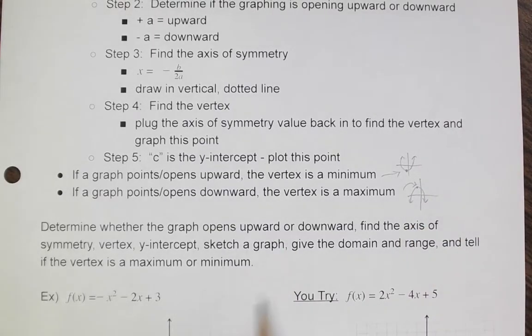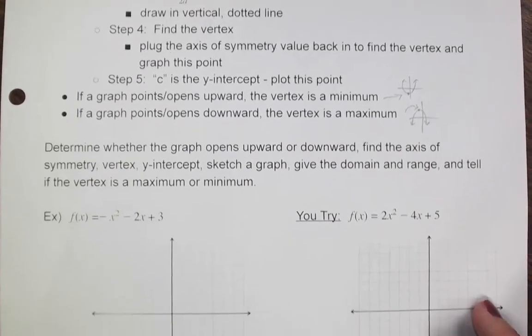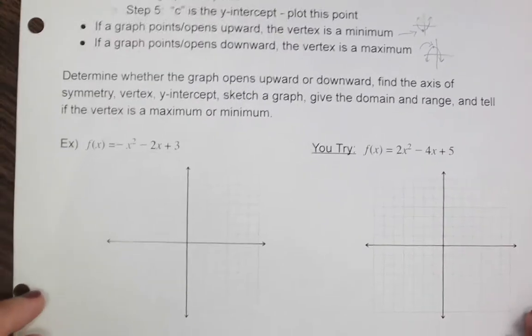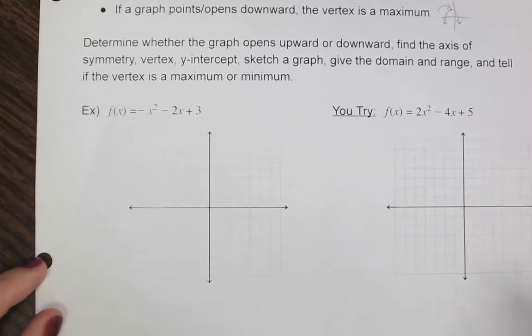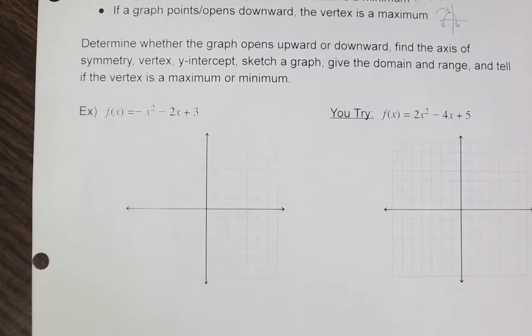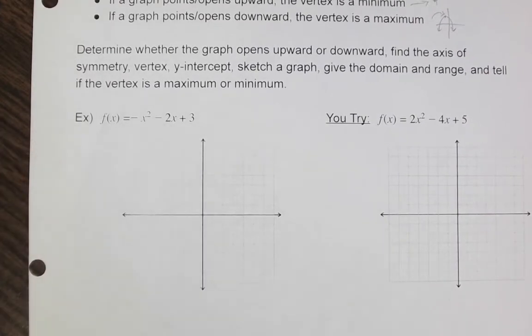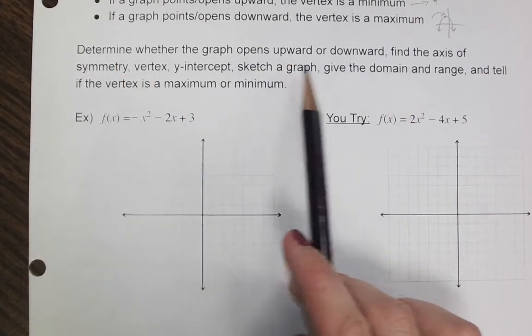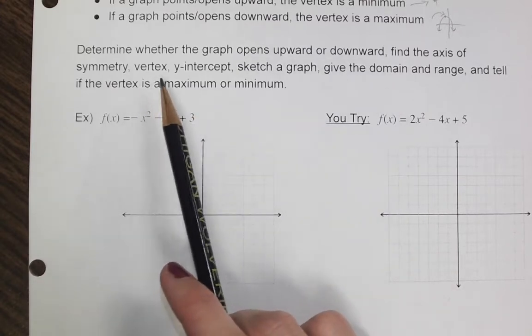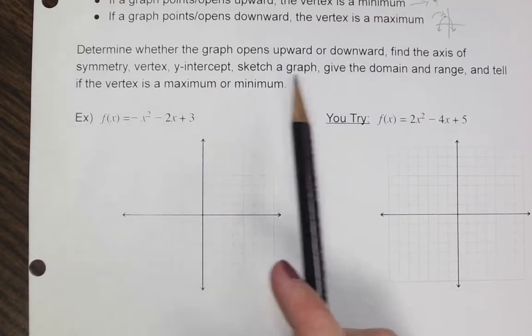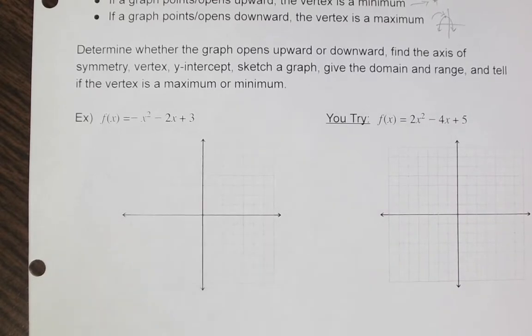Alright, so we're going to do a whole bunch of stuff with each of these. I'm only doing one example with you, so this should be a really quick video. And then you are going to be just responsible for this one here since it has so many pieces. So we're going to do all these things. We're going to say if it's upward or downward, find the axis of symmetry, the vertex, the y-intercept, sketch a graph, give the domain and range, and say if it's a maximum or a minimum.